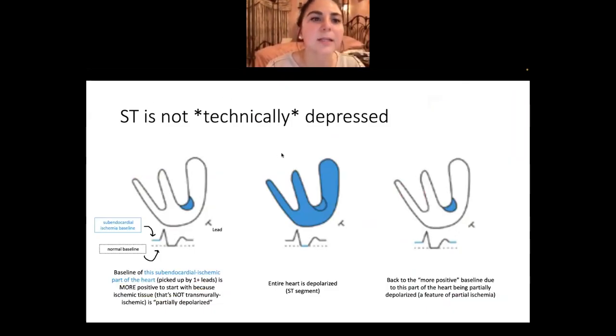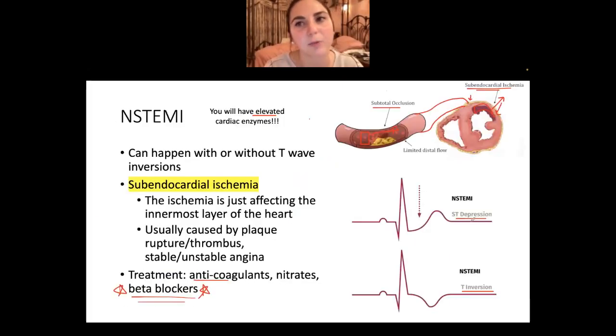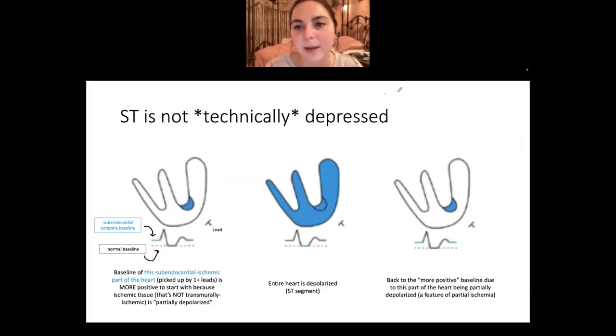All right, and then this one, the ST segment in an NSTEMI is not technically depressed. I always say there are ST depressions in NSTEMIs, but it's not technically depressed. Everything else is just moved up. So here's your normal baseline. I'm not going to draw it this time because it's confusing, I just do a bad job. So normal baseline, dotted line. Normal people have this dotted line here.